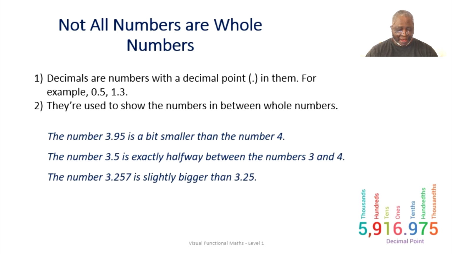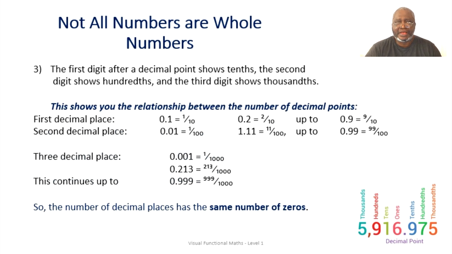The number 3.95 is a bit smaller than number 4. The number 3.5 is exactly halfway between numbers 3 and 4. The number 3.257 is slightly bigger than 3.25. What does all this mean? One thing I want you to realize is decimal is like fraction. It is actually fraction. The only thing is the whole is divided into either 10 parts for the first decimal place, 100 parts for 2 decimal places, 1,000 parts for 3 decimal places, and so on.